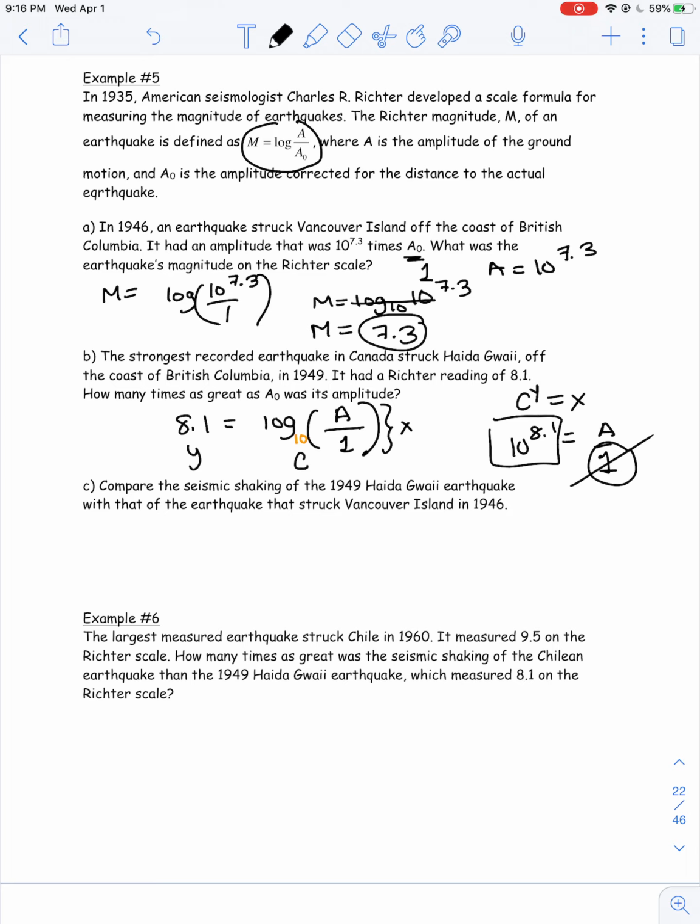So we're going to just put 10 to the power of 8.1, which is a really large number. So if you guys look at it, it's like 125,892,541. So that would be our answer, but I'm going to leave it like this. So that is the actual amplitude of this earthquake.